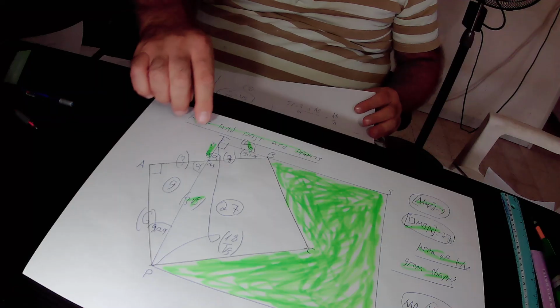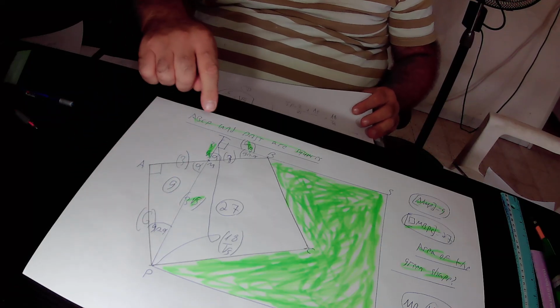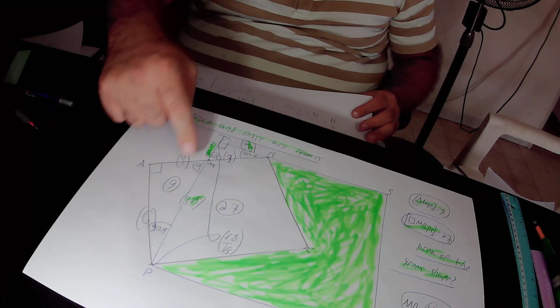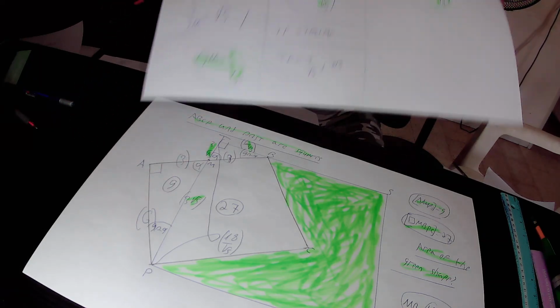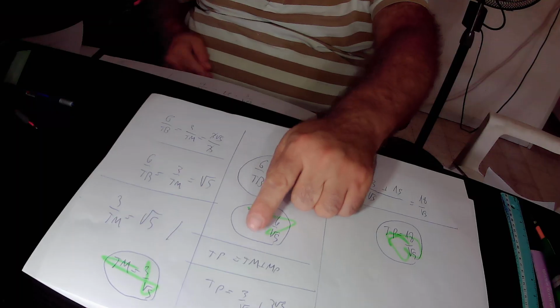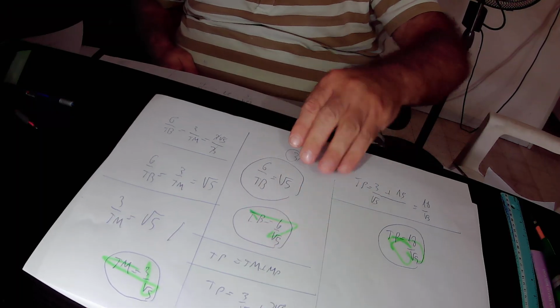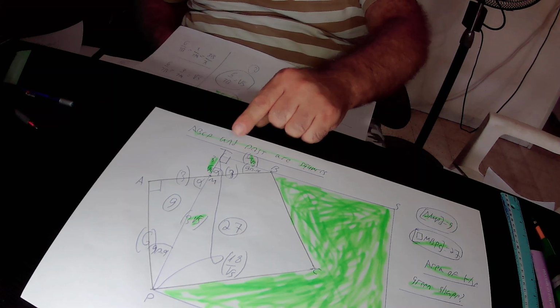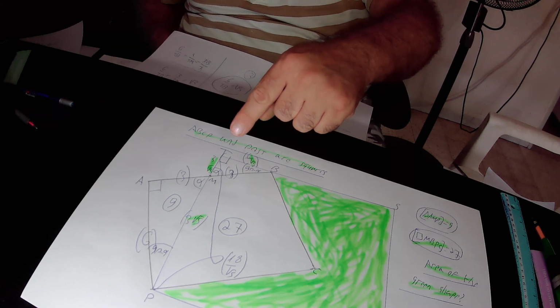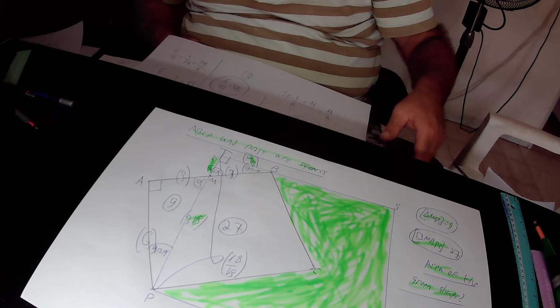What is the length of side TP? TP in total equals TM plus MP. Again, TP equals TM plus MP. So TP equals TM, TM is 3 over square root of 5, plus MP. MP is 3 times square root of 5.